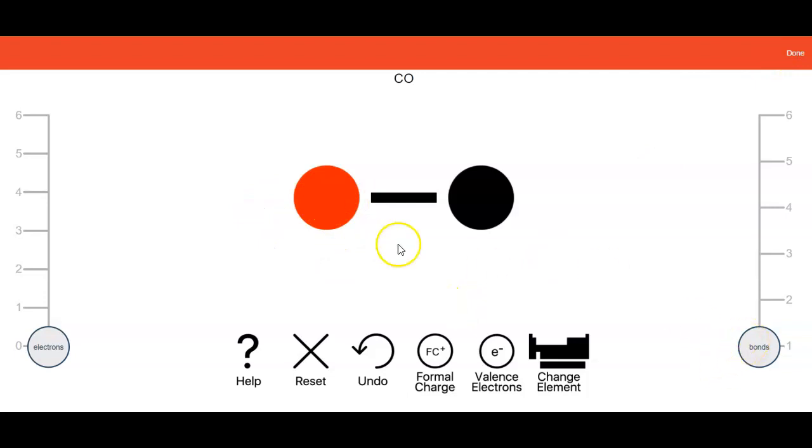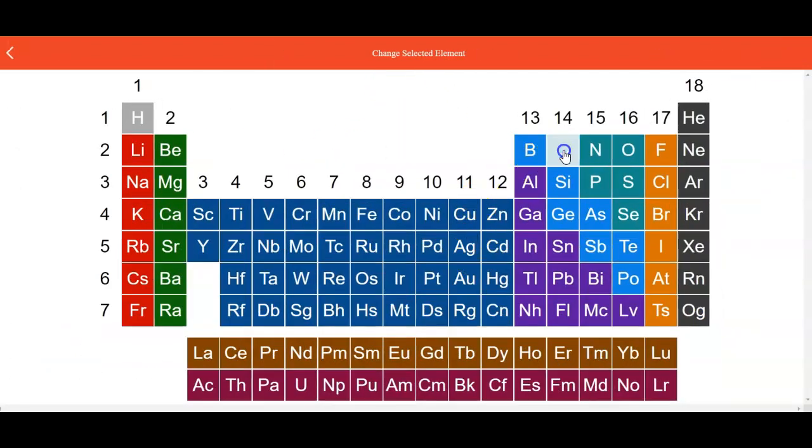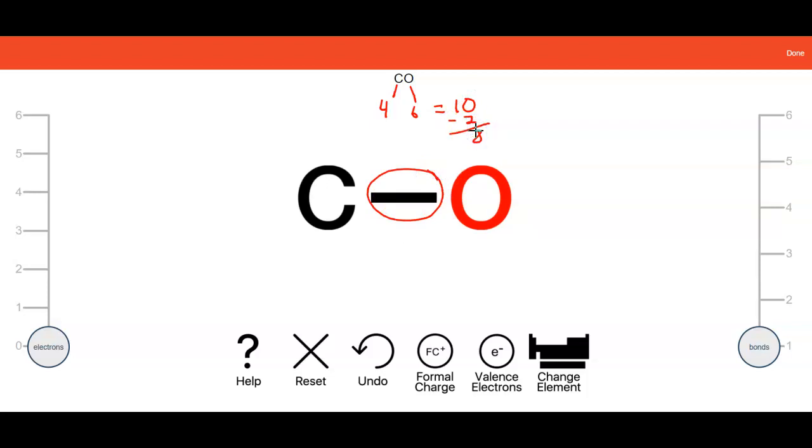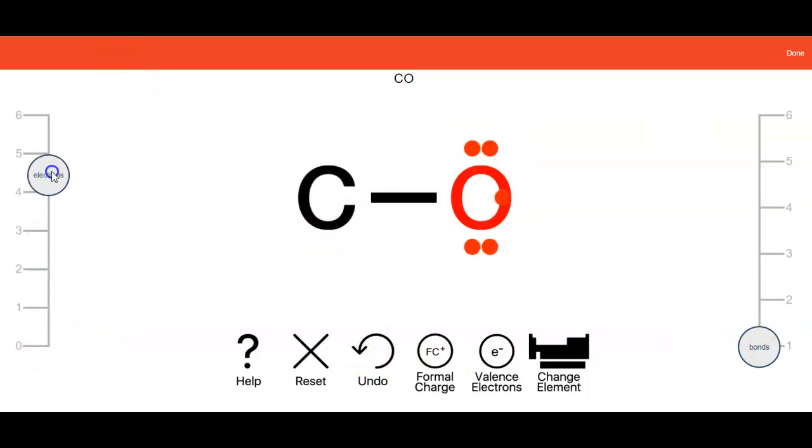So when we draw CO, carbon, click on the element, change the element to O. So again, carbon has 4, oxygen has 6, which equals a total of 10 valence electrons. I've used 2, which means now I have 8. So I'm going to first use 8 valence electrons. There's 2, 4, 6, and I'm going to put 2 on carbon.